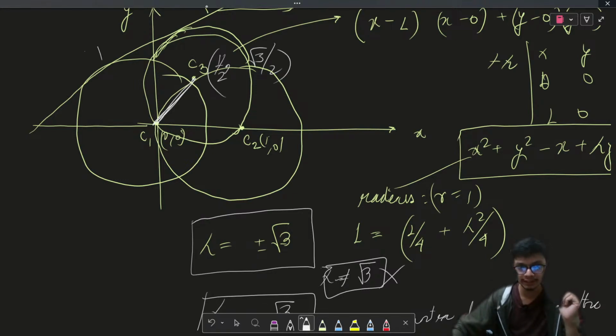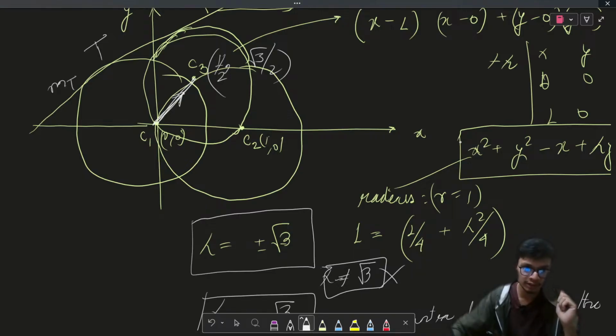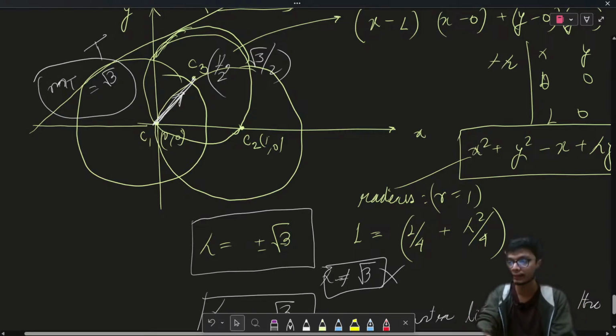So this common tangent should be parallel to this particular C1C3. Therefore, we can easily obtain the slope of this tangent, which will be equal to the slope of this line C1C3, right? And that should be equal to root 3. So from here we can formulate the equation of the tangent.